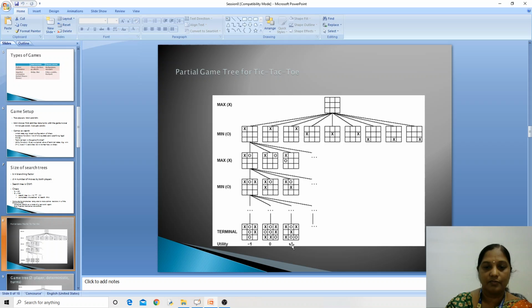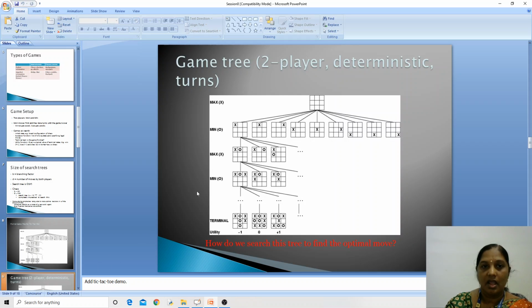And next +1, that means here who won the game? So you can see diagonally he kept X's. So here the utility value, the terminal state, is showing that the max won the game. So the utility value was given the numerical +1. +1 indicates the winning of the game, -1 indicates the loss of the game, and 0 indicates the draw of the game. Alright, and next, it is showing how we search this tree to find an optimal move.